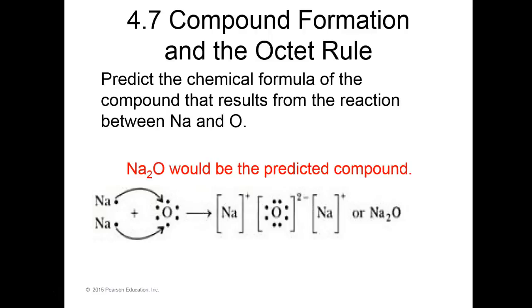Na2O would be the predicted compound. As you can see, Na has 1 valence electron, oxygen has 6. So it can take on 2, because it can fit those 2 little electrons in its orbital, its outer valence shell, to become a complete 8, the octet rule.